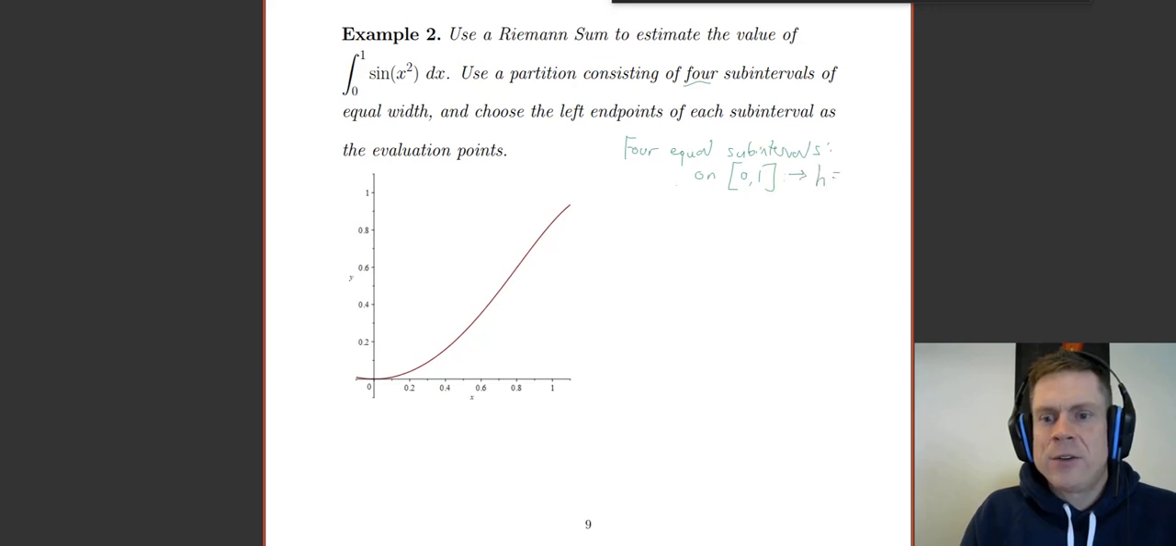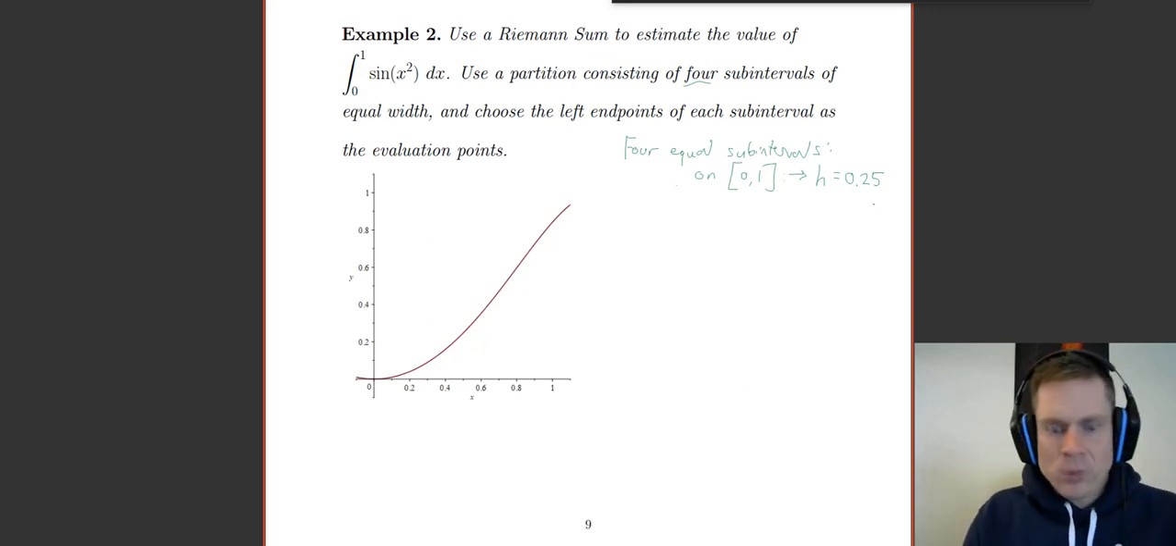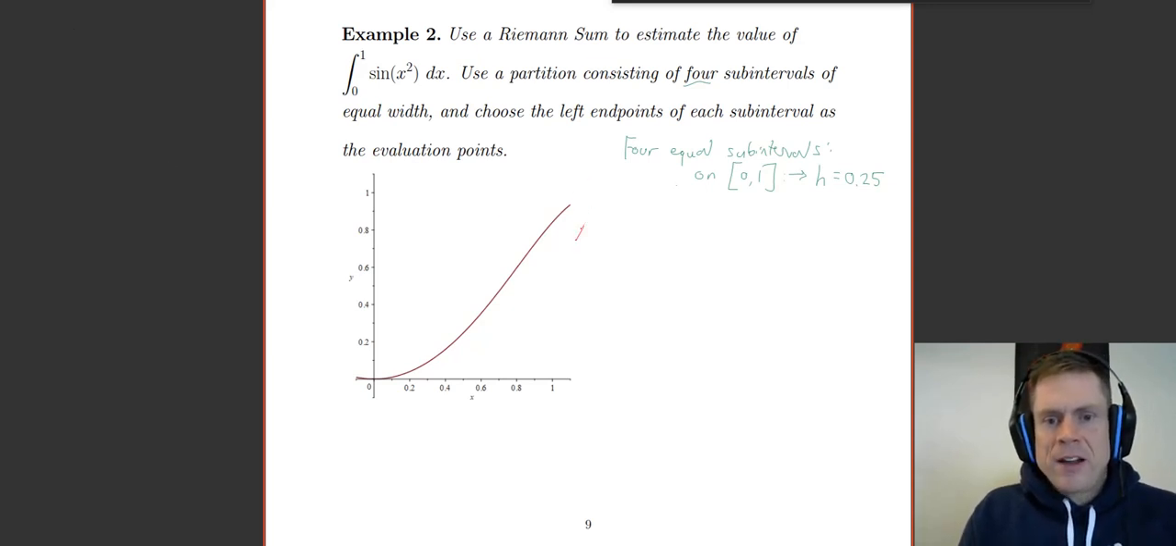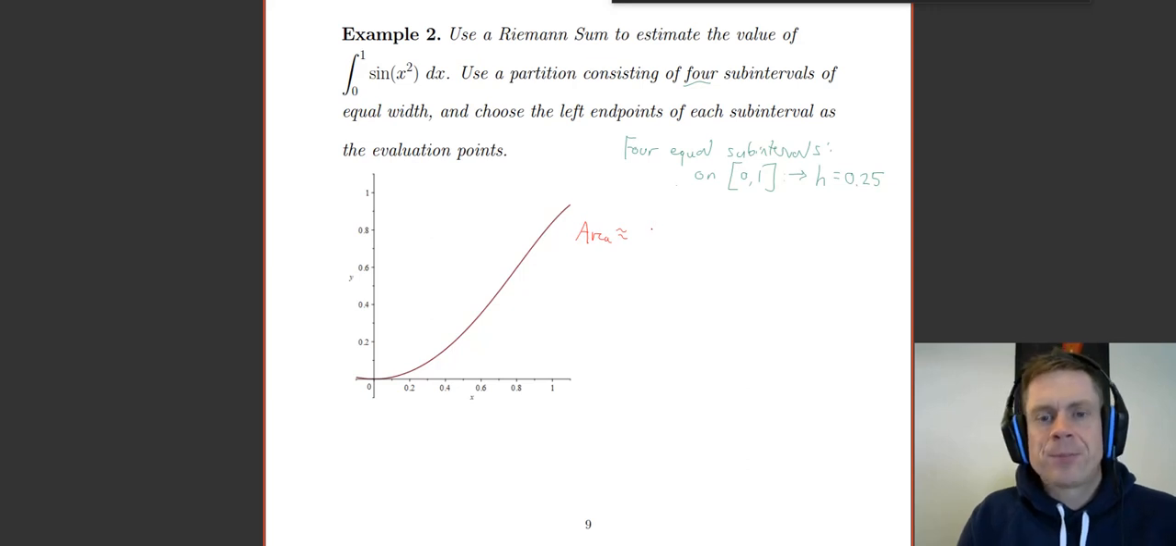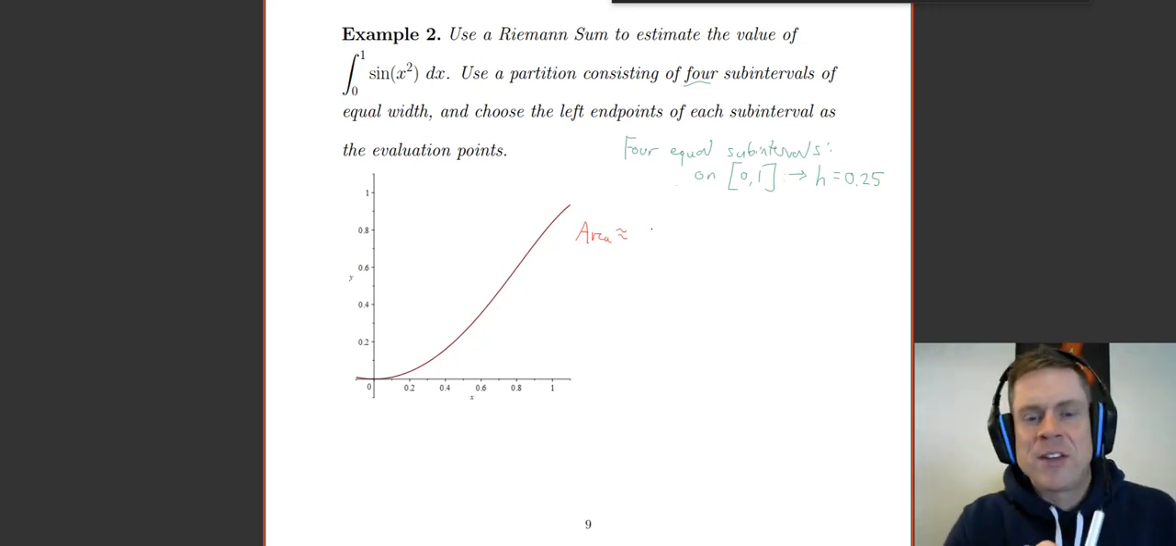This is going to result in an h value of 0.25, and that's going to be the width of each rectangle. And what we're going to find here, switching to red, is that the area... what I should actually say is the value of the integral, but here it would actually be an area under the curve, and it will be approximately equal to... well, let's look. We actually have the left endpoints of each subinterval as the evaluation points here.